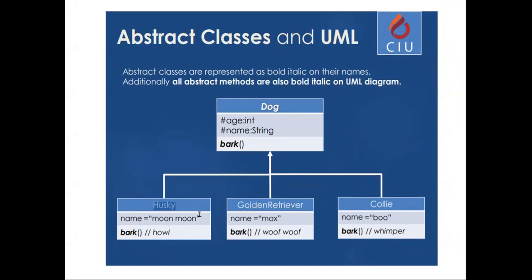And for an abstract class, first and foremost, you will see that it is italic. Sometimes I also make it bold italic just to make sure that it stands out. This means that this class will never actually have an object, whereas these classes will have an object. And the variables and the methods of this class will be overridden by the other classes. Each one of them will change them. So the name will be different for each breed of dog, the age will obviously be different, and how they bark is also different.